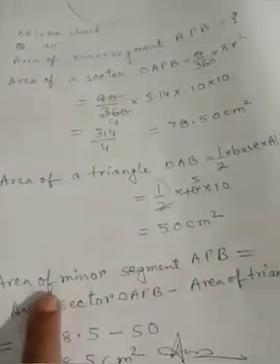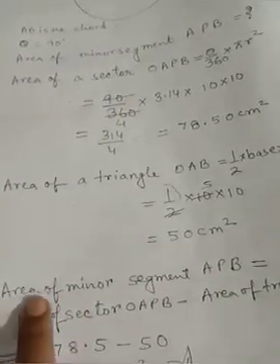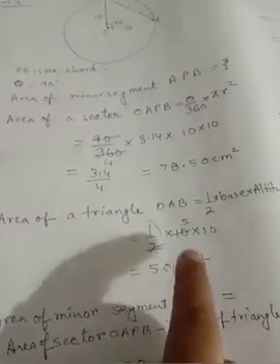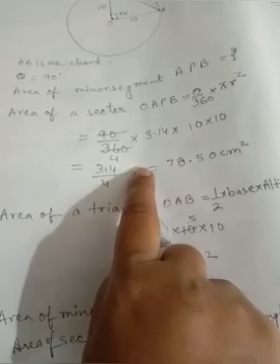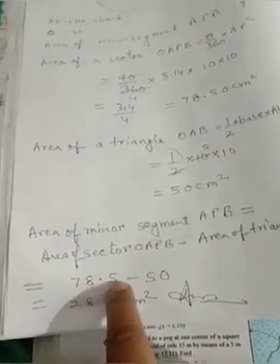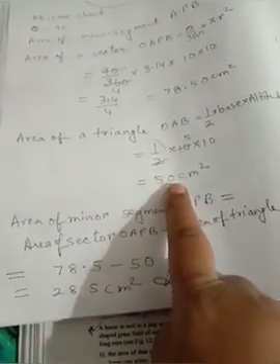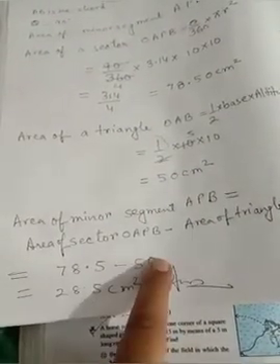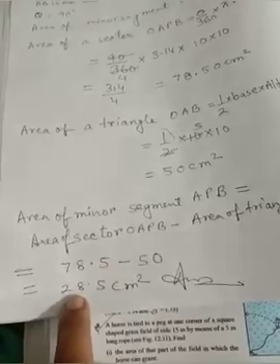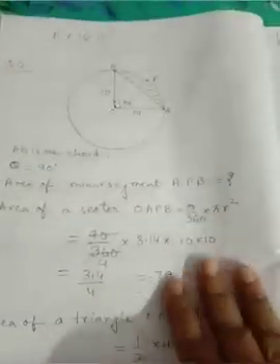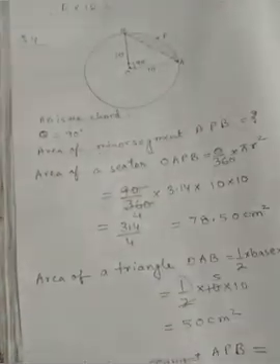So earlier I have told you that to find out the area of a minor segment APB, you have to subtract the area of the triangle from the area of the sector OAPB. So the area of the sector we know is 78.5, and the area of the triangle obtained is 50. So after subtracting 50 from 78.5, we get 28.5 centimeter square. Okay, clear, students? So now turn to the next question, question number 5.